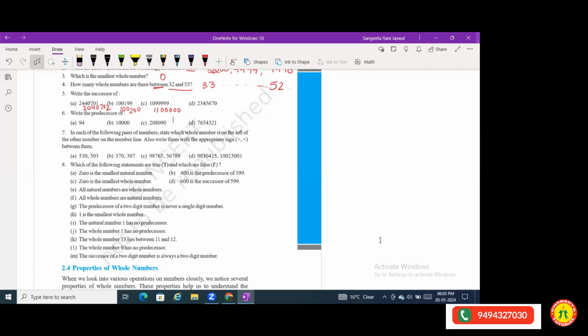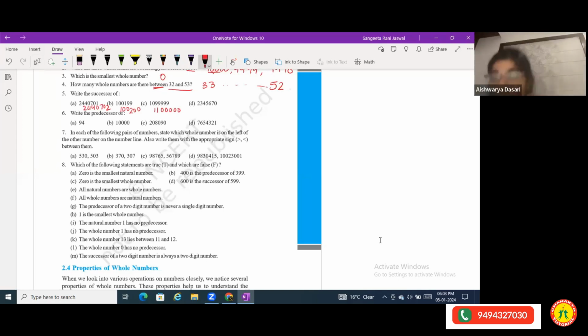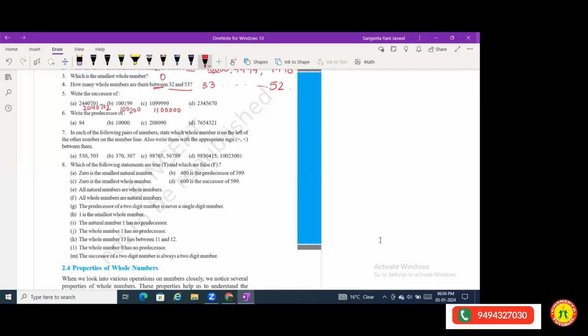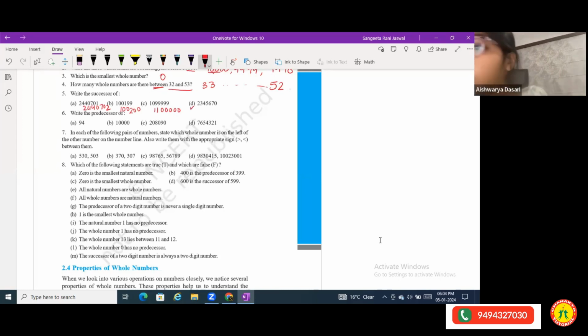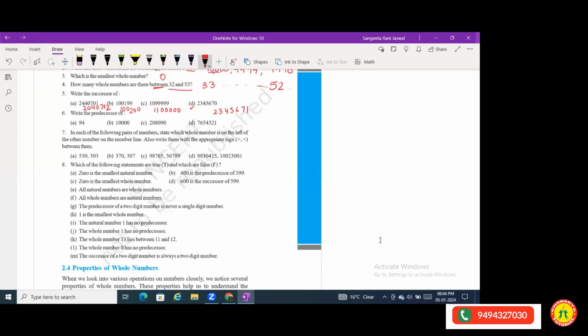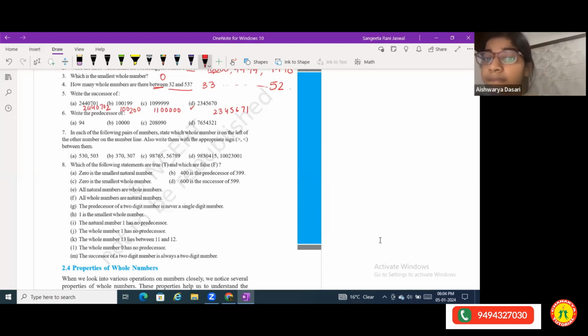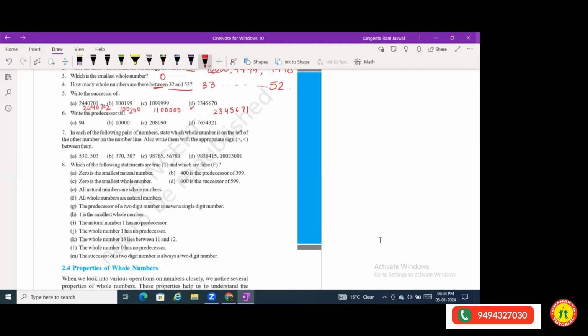Aishwarya will tell me the next. Ma'am, 76,54,322. No, beta, this one. Question number 5. You have to tell me the successor of this. Ma'am, 23,45,671. Okay, is it right? Have I written it correctly? Yes, ma'am. Good. Okay.